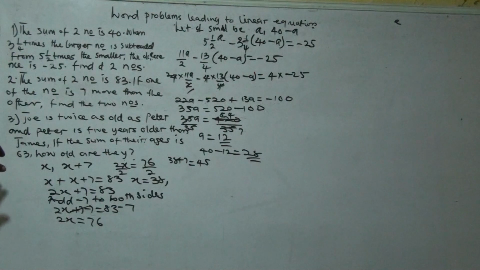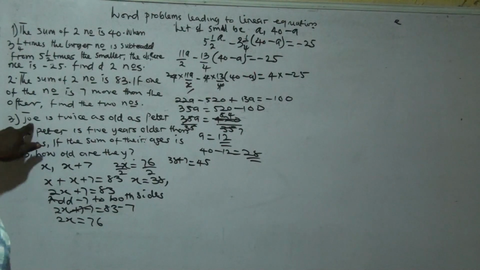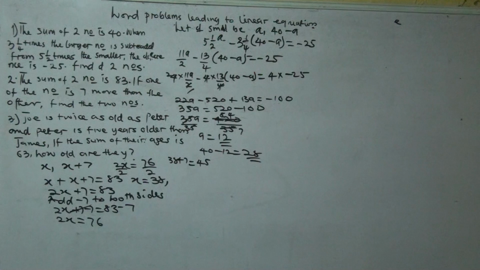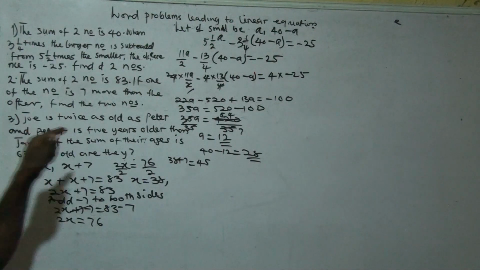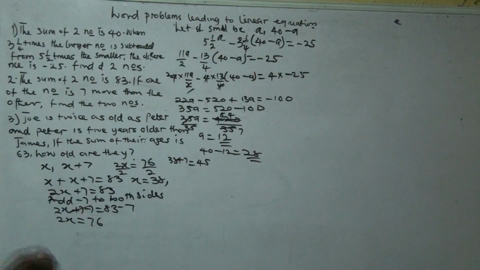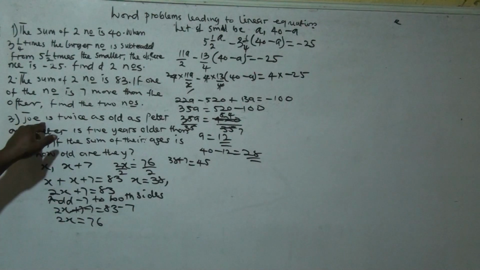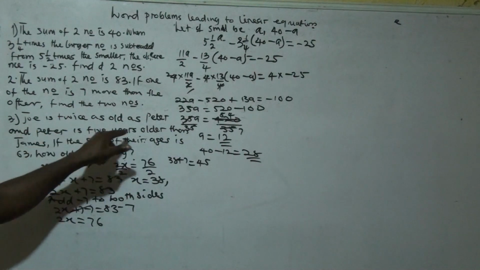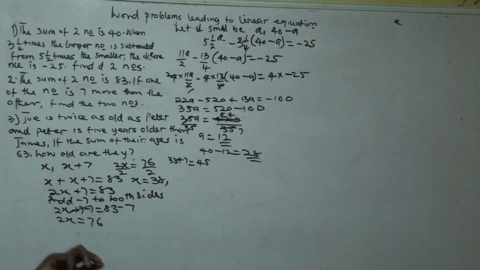Then the last question here, question number 3, it says Joel is twice as old as Peter, and Peter is 5 years older than James. If the sum of their ages is 63, how old are they? This question we must be very careful. So we must start from the youngest. Peter is 5 years older than James, so James is the smallest, so we must start from the smallest person there.